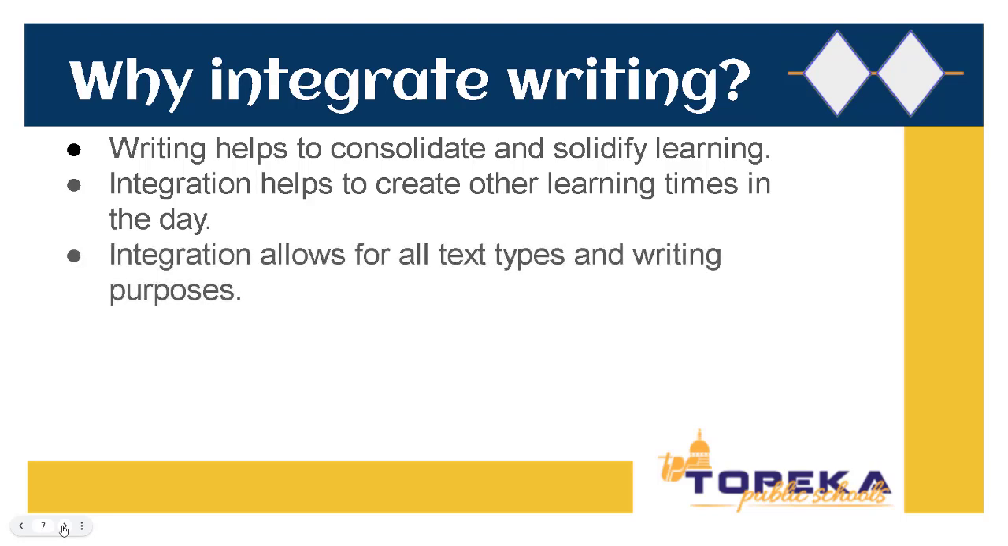It also allows for all text types and writing purposes. Think about, for example, in social studies, you could be writing informative materials or even persuasive types of writing in social studies, newspaper editorials and things like that. Also different writing purposes. We can write to inform, to persuade. We could write to share a thought and an opinion. So integration allows all different types of writing purposes and text types.